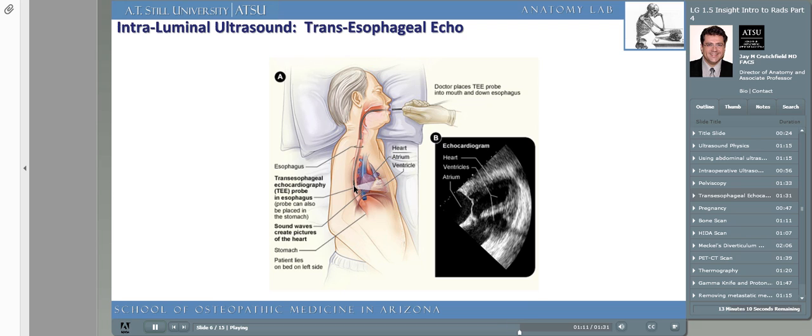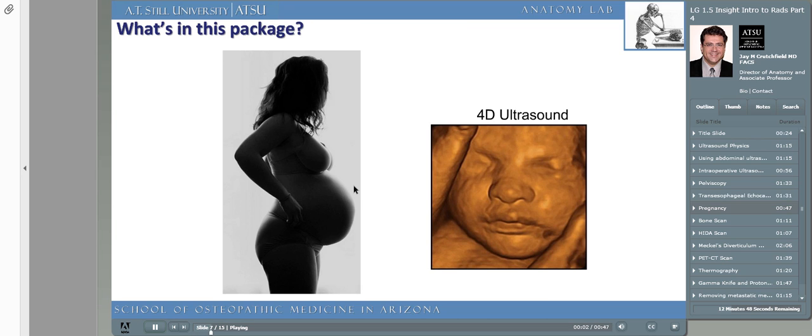Or number 3, trans-esophageal echocardiography, or coronary angiography, or maybe even 5, a CT MRI angiogram, i.e. MR angio or CT angio. However, the best images will be obtained through trans-esophageal echocardiography. It goes without saying, we know what's supposed to be in this package.